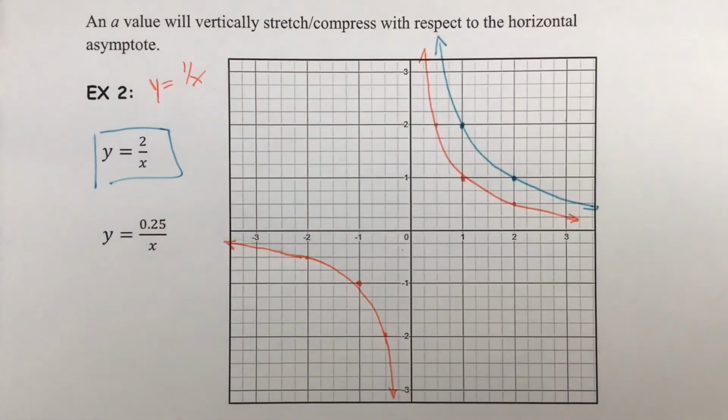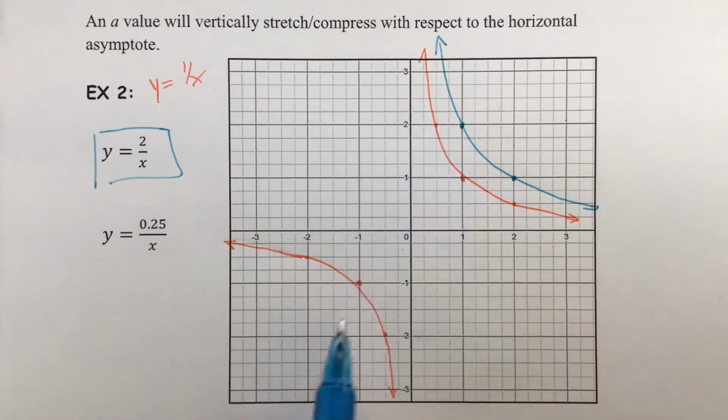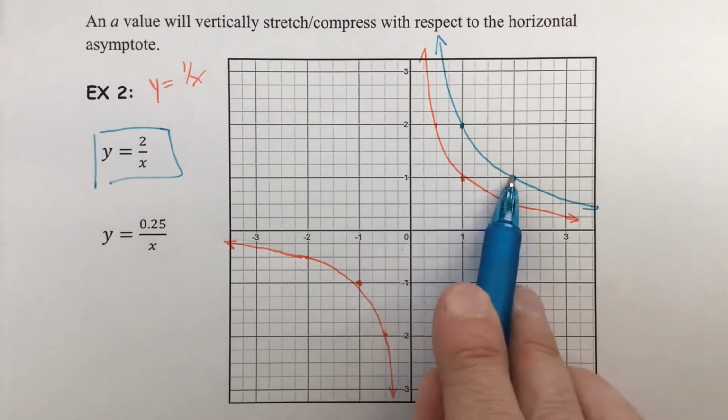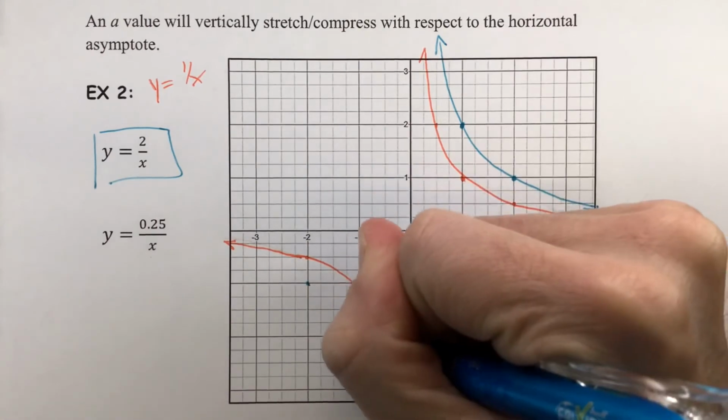The graph almost appears to also horizontally stretch. That space of 1/2 becomes a space of 1. This space of 1 becomes a space of 2. It is technically vertically stretching, but it does appear to be horizontally stretching as well. Same thing over here. We're going to get a point here and here.